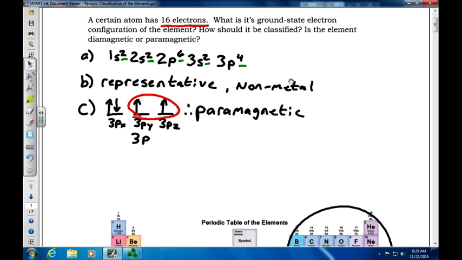If the electrons had been completely paired off and basically everything was full up, then we would call it diamagnetic. Okay. And that's all there is to this question. That's all there is to periodic classification of the elements.